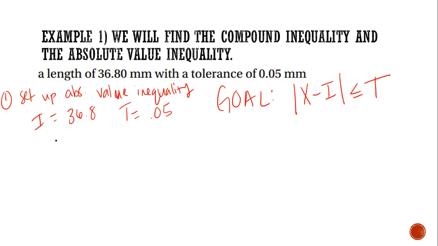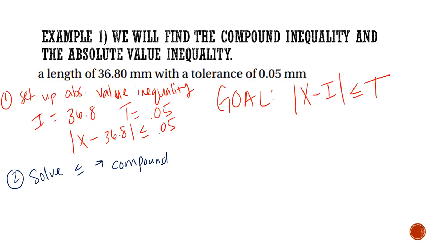So I can set up the inequality, and it's going to be absolute value of x minus 36.8 is less than or equal to 5/100. So that's step one. Step two is to solve the inequality. And because it's less than or equal to, we know we're solving with a compound.